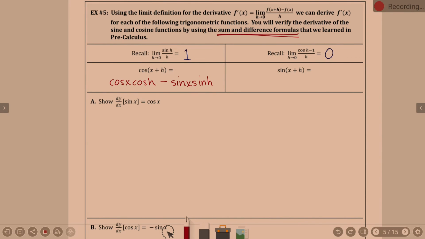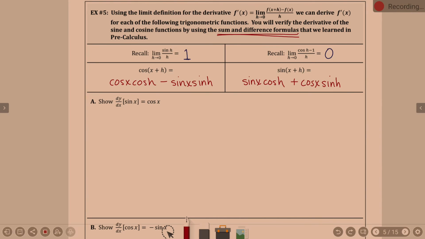Sine of x plus h. This is the one that you mix and match. It's sine x cosine h, keeping the sign the same, and now flip, plus cosine x sine h. That's how I write it, but get the pieces there.